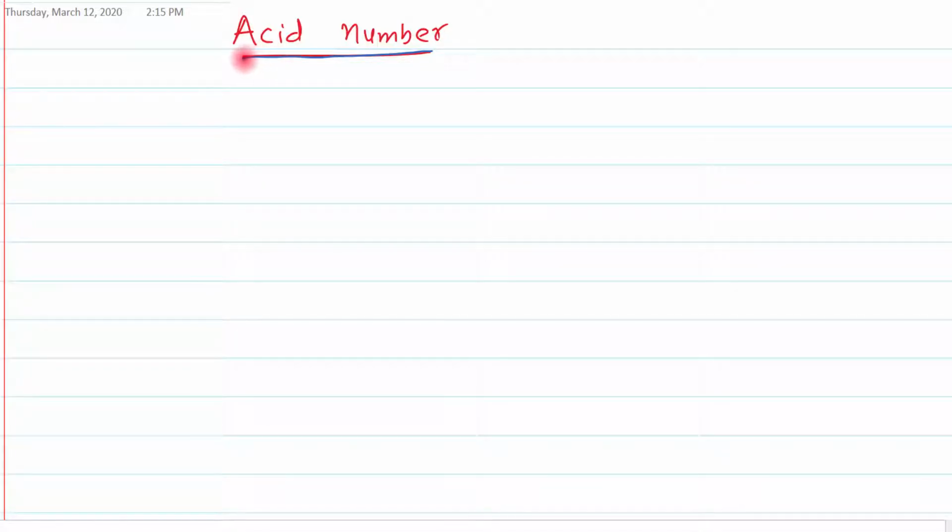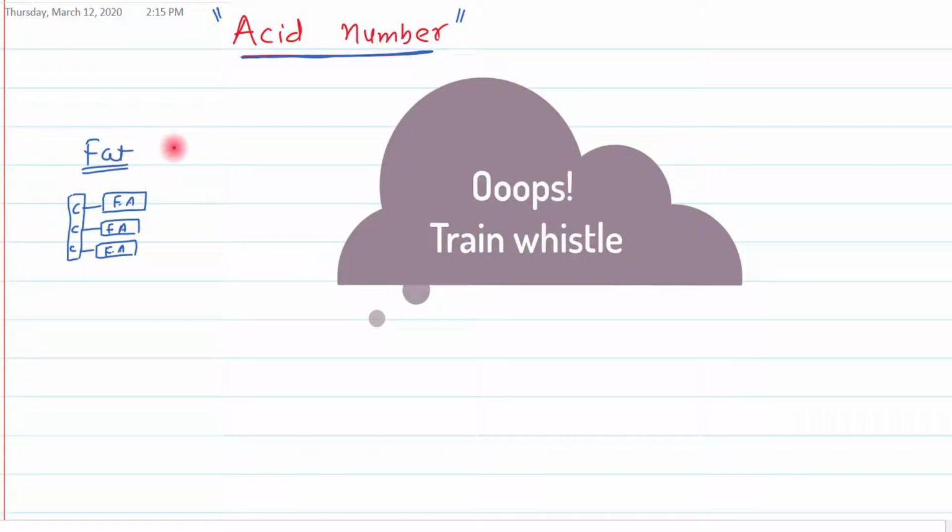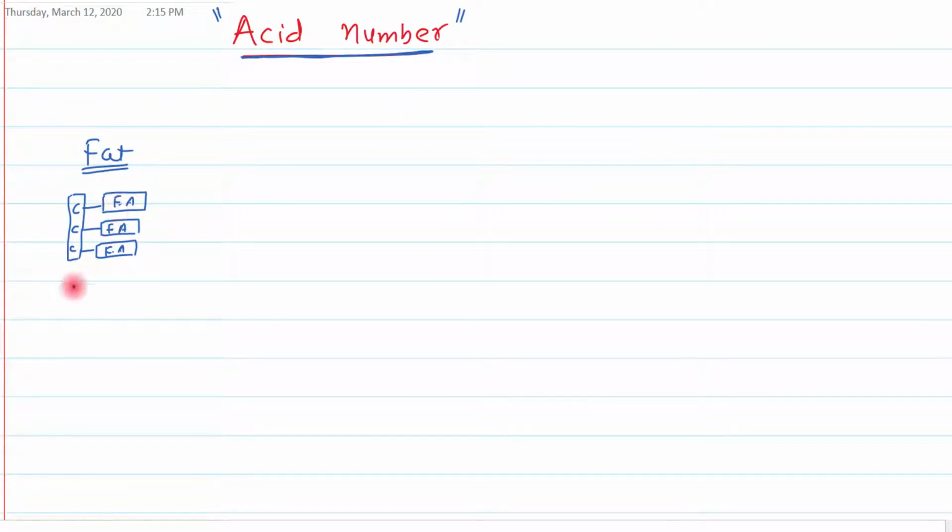In this video tutorial, I am going to discuss acid number. Now, before we discuss the acid number, we have to understand what will happen to fat when it is stored for a longer time. Suppose this is a fat, and we know that fat contains triacylglycerol, which is one glycerol molecule, 3 carbon long. Each of these carbons is attached to a fatty acid. So this is the first fatty acid, second fatty acid, and third fatty acid. For any fat, the major content is triacylglycerol.